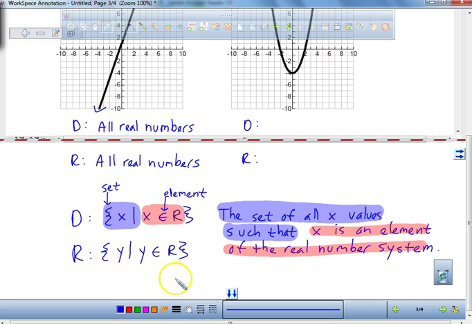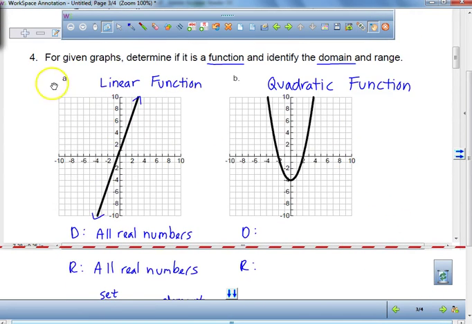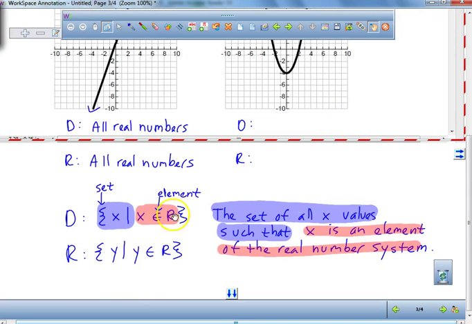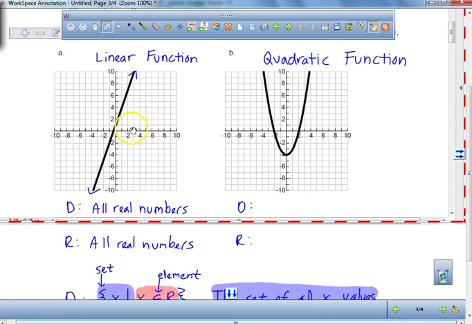Now, you guys probably haven't done set notation, so that's why I'm teaching it to you, so when you see it on a test, you'll know what the symbols mean. As far as your answer goes, for number 4, where it says identify the domain and the range, what's your answer for the domain and the range? This is the answer for the domain. This is the answer for the range for this linear function.